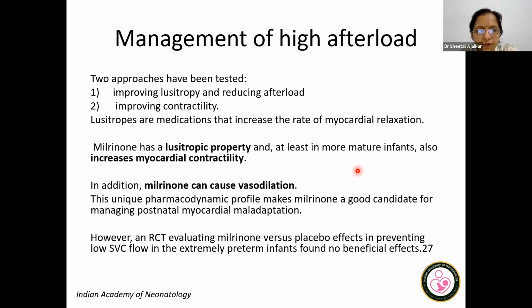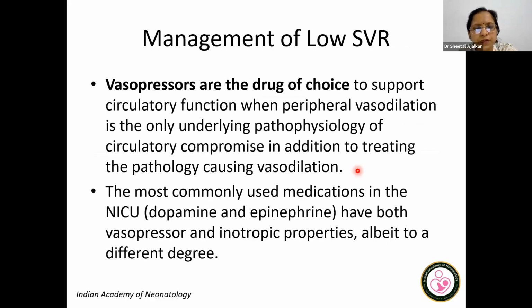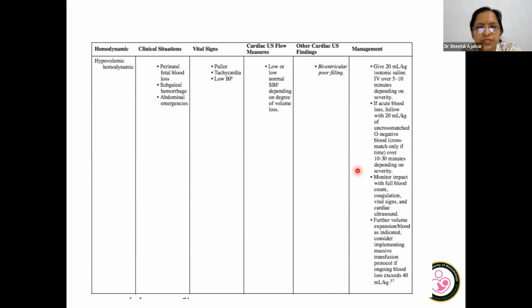So milrinone is definitely useful as per its properties, but in the RCT there was no effect as compared to the placebo. So if we come to the management of low SVR, vasopressors are the drug of choice. Coming to the flow states, this is as per the Iowa Handbook of Cardiology.